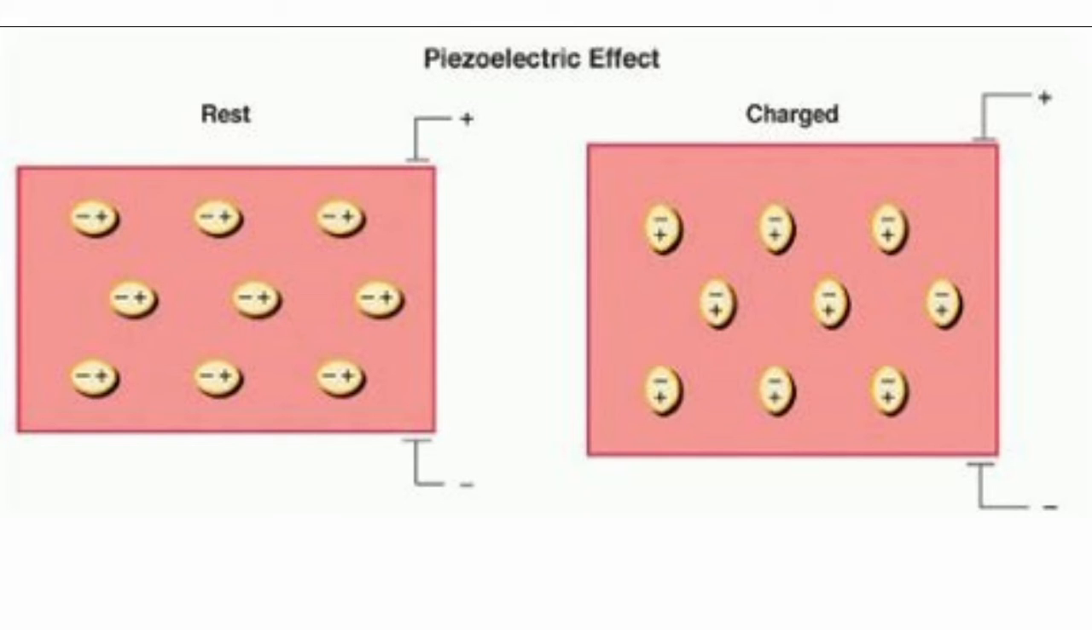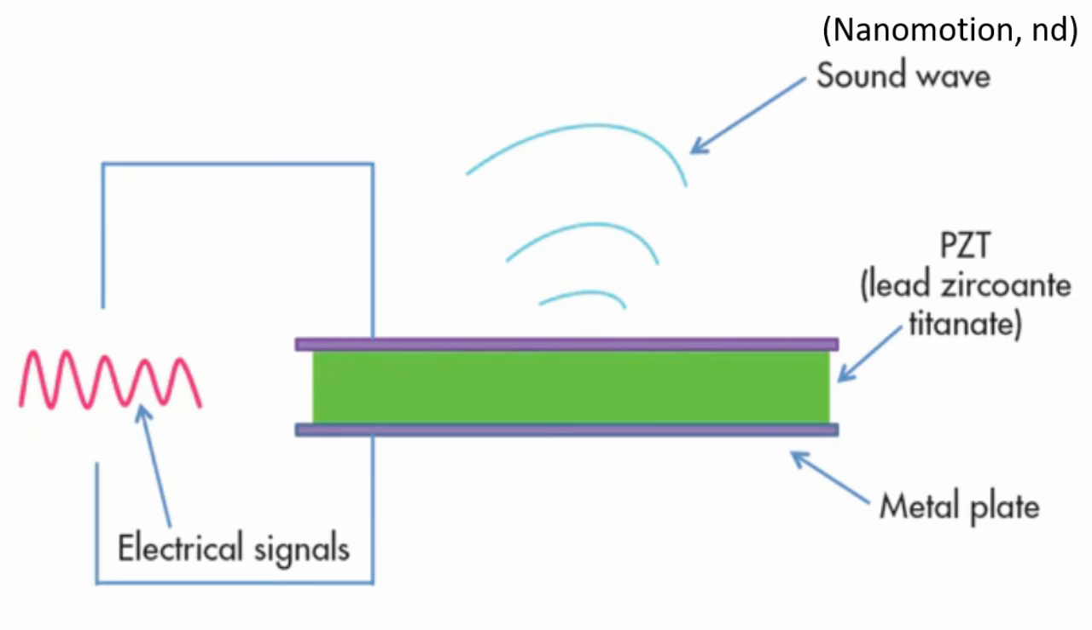However, the interesting thing about this effect is that it is reversible. This means that if sound waves hit it, it will produce an electric current proportional to the power of the sound wave. This allows ultrasound machines to both emit and collect sounds with the same module.